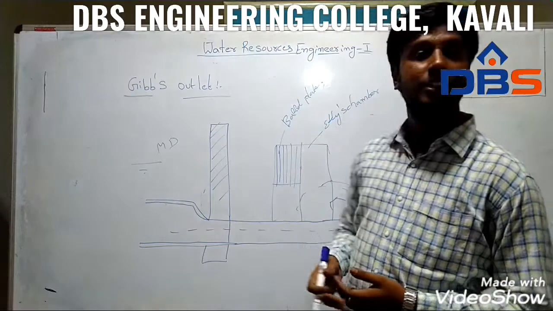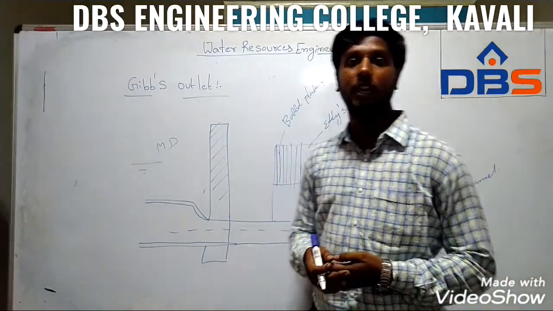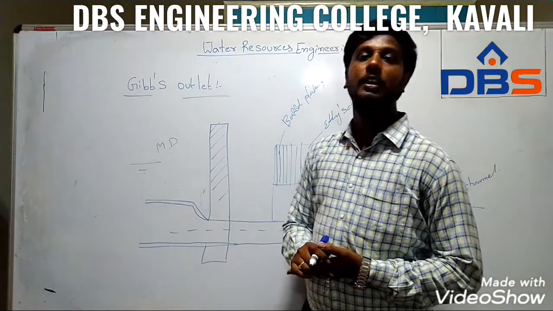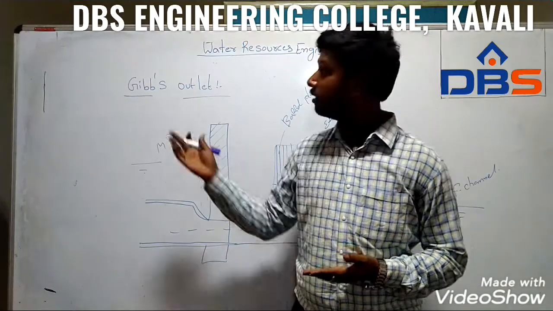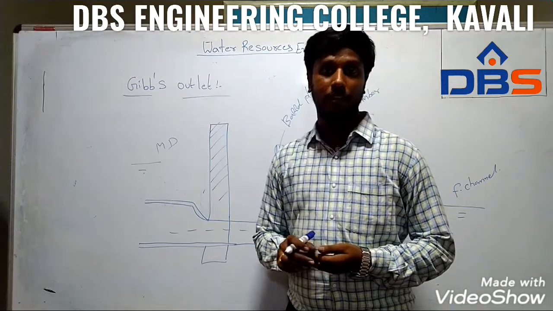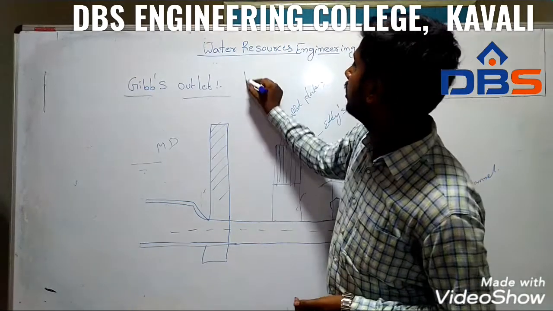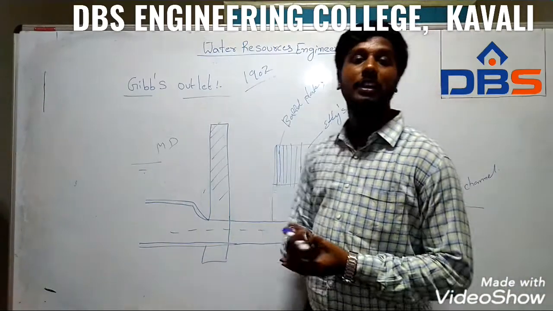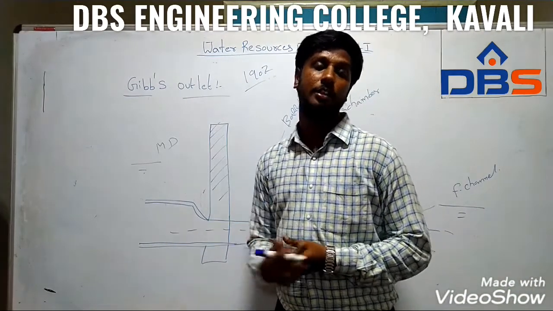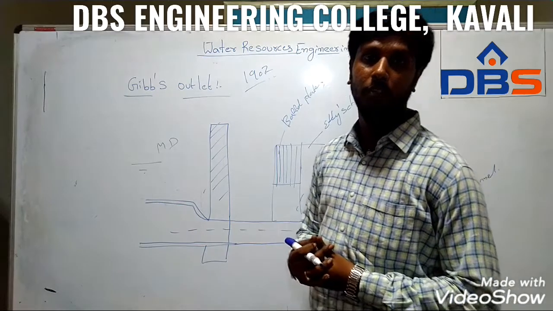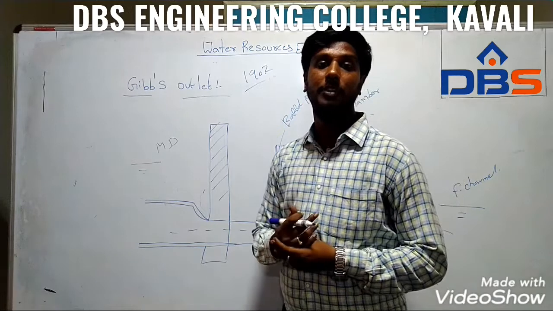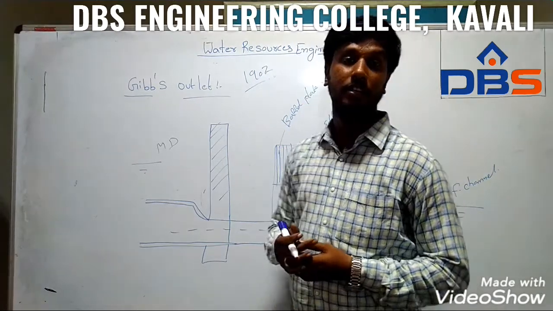Just before, we discussed Kennedy's kind of outlet. Now we will discuss the Gibbs outlet. It was introduced by Gibbs, an English engineer, in 1907. It is a rigid kind of canal outlet. It is an example of a rigid kind of canal outlet. In the previous section we discussed Kennedy's outlet, which comes under the non-rigid model.